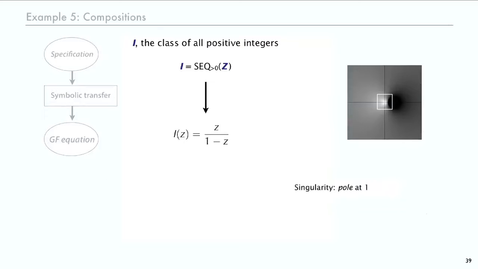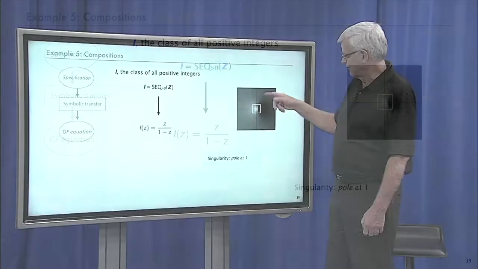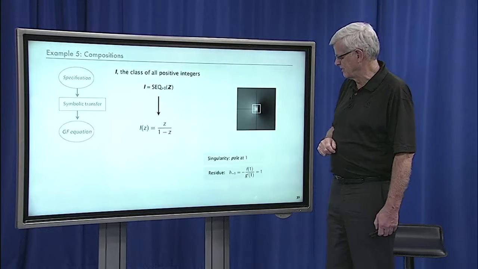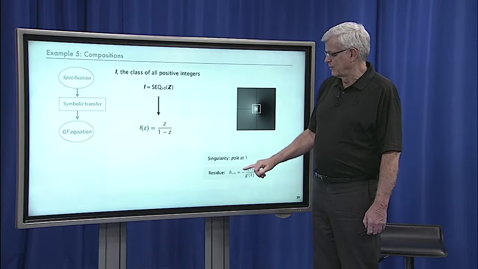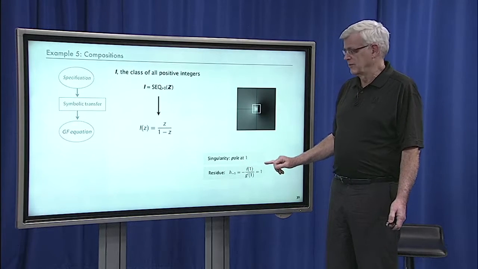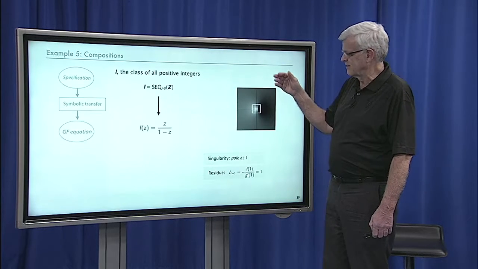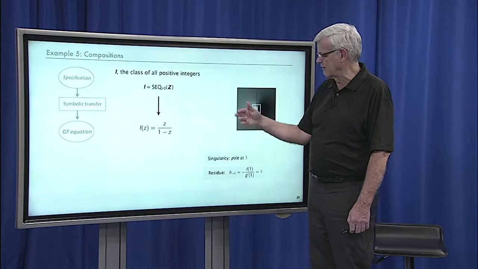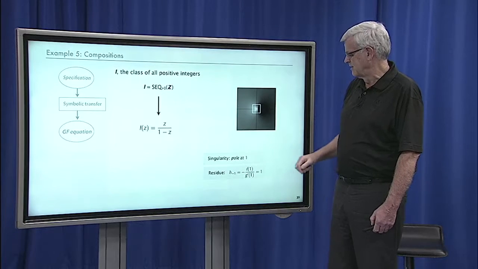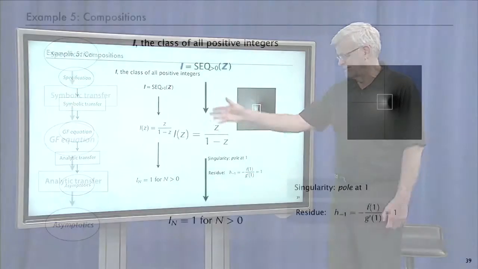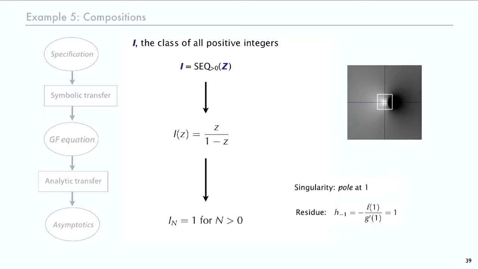And so in this case, there's a singularity, a pole at 1. And this function grows, so it's a little hard to see that singularity, but it's there. So we can compute the residue. Numerator evaluated at 1 is 1. Derivative of the denominator evaluated at 1 is also 1. We just get 1, and the end is we get 1. There's one positive integer of each size.